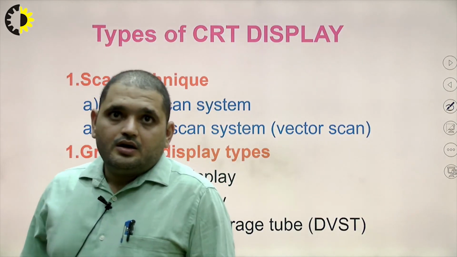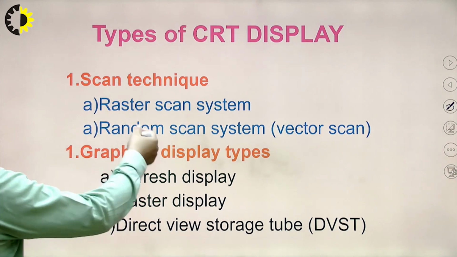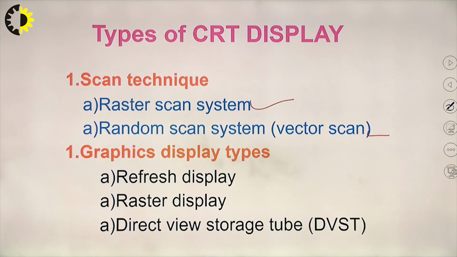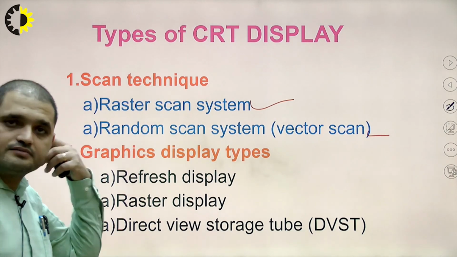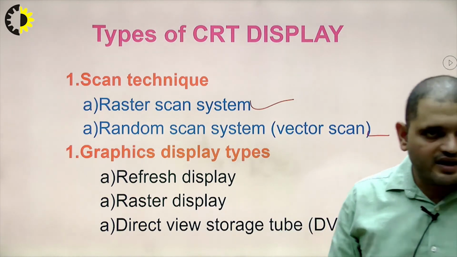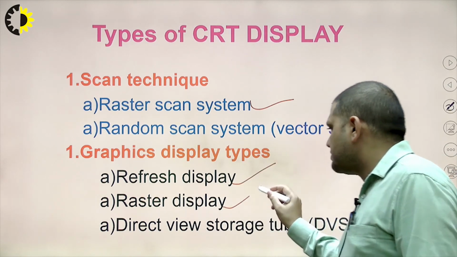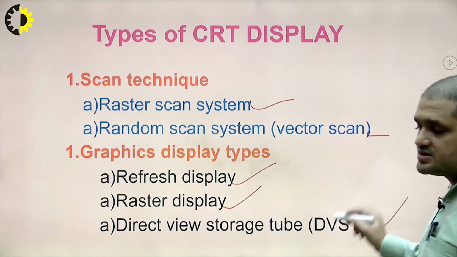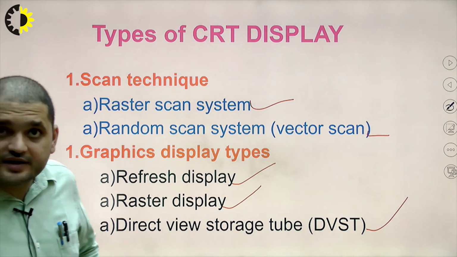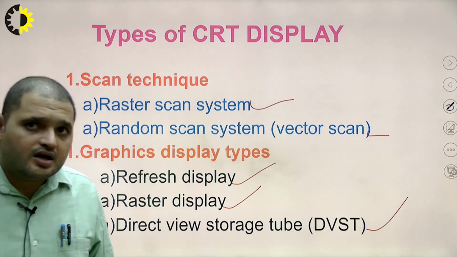Now, types of CRT display. These are very important: scan type, raster scan, we will study them. We are considering these types of scan technique. So there is the raster technique and the scan technique. Then in graphics, that is refresh display, raster display, or direct view storage tube, that is DVST. So basically types of CRT display: scan technique, raster scan and random scan, and we will study them in detail in the next lecture.